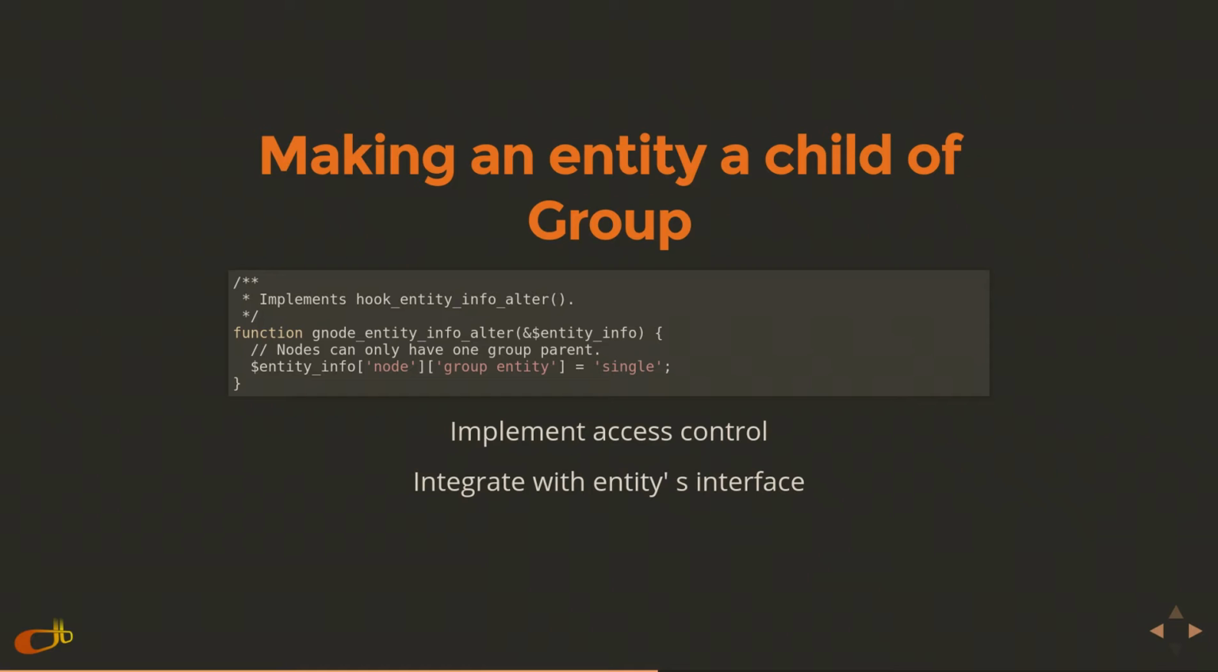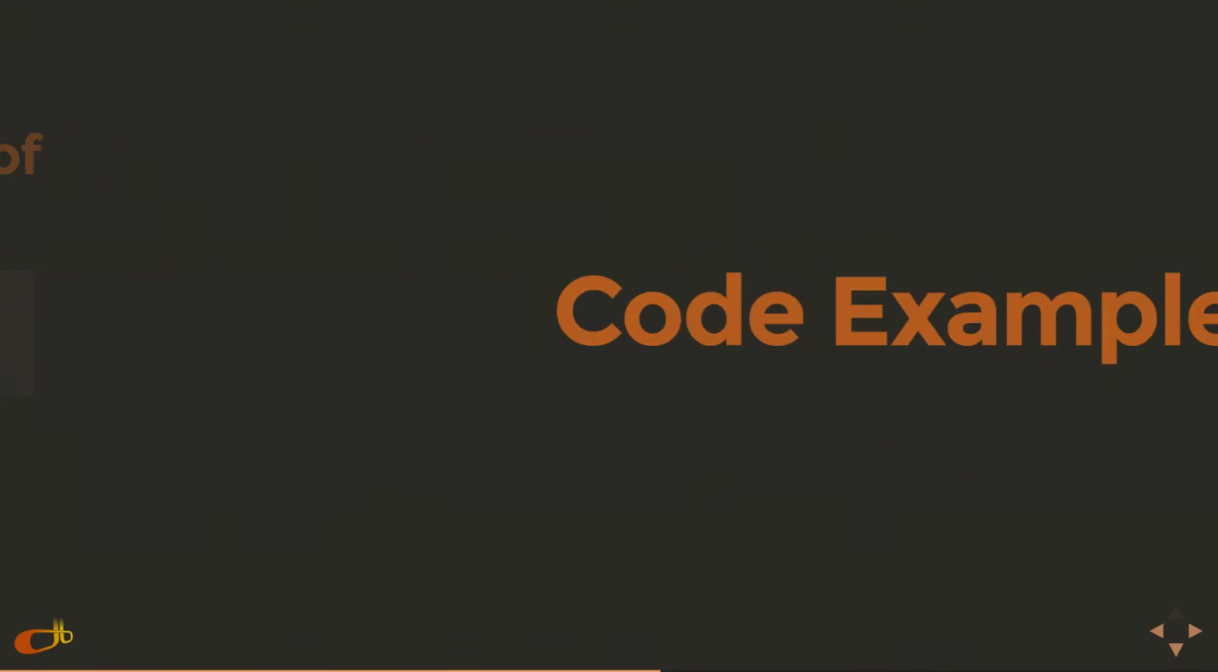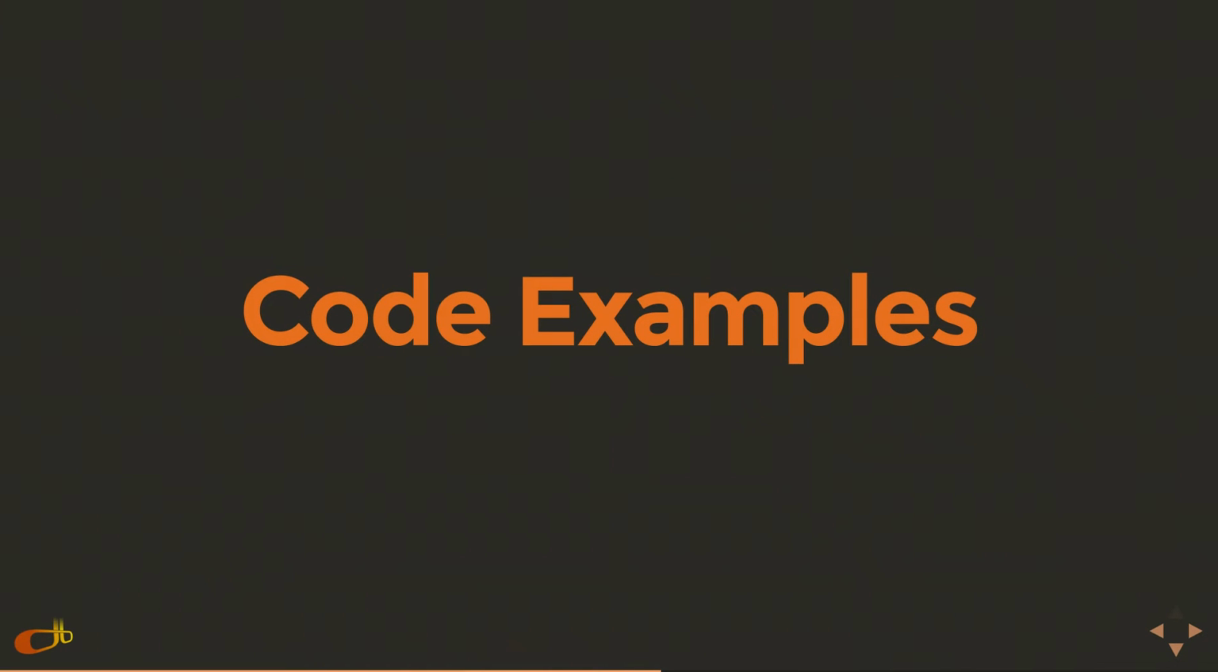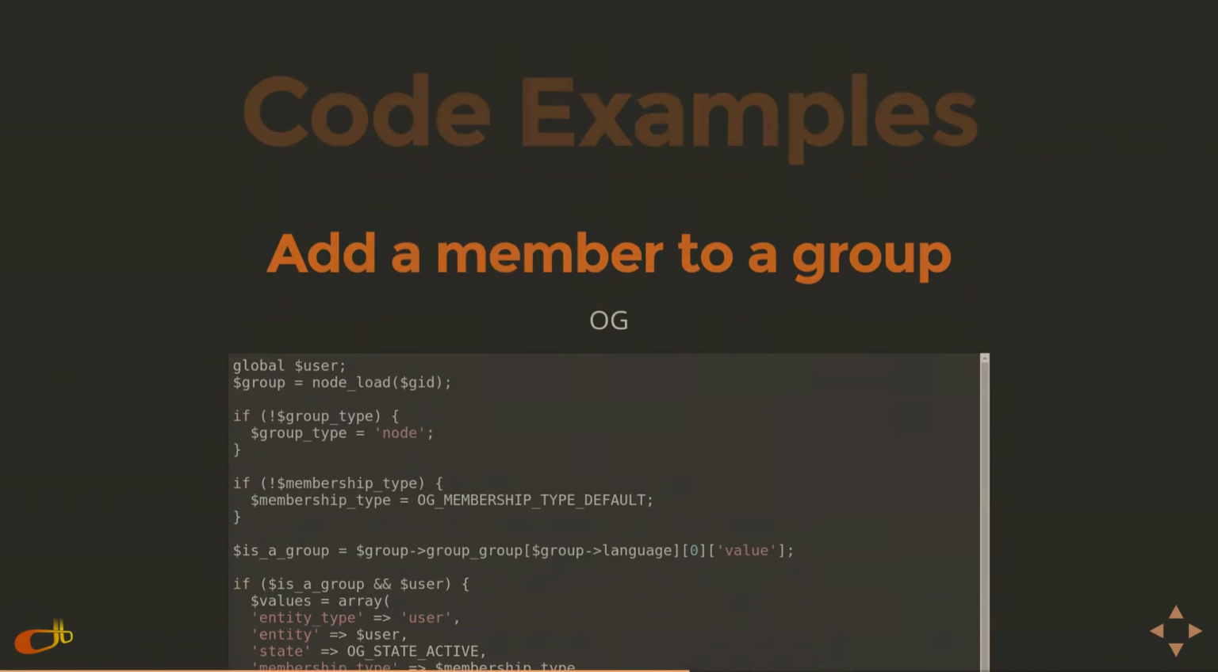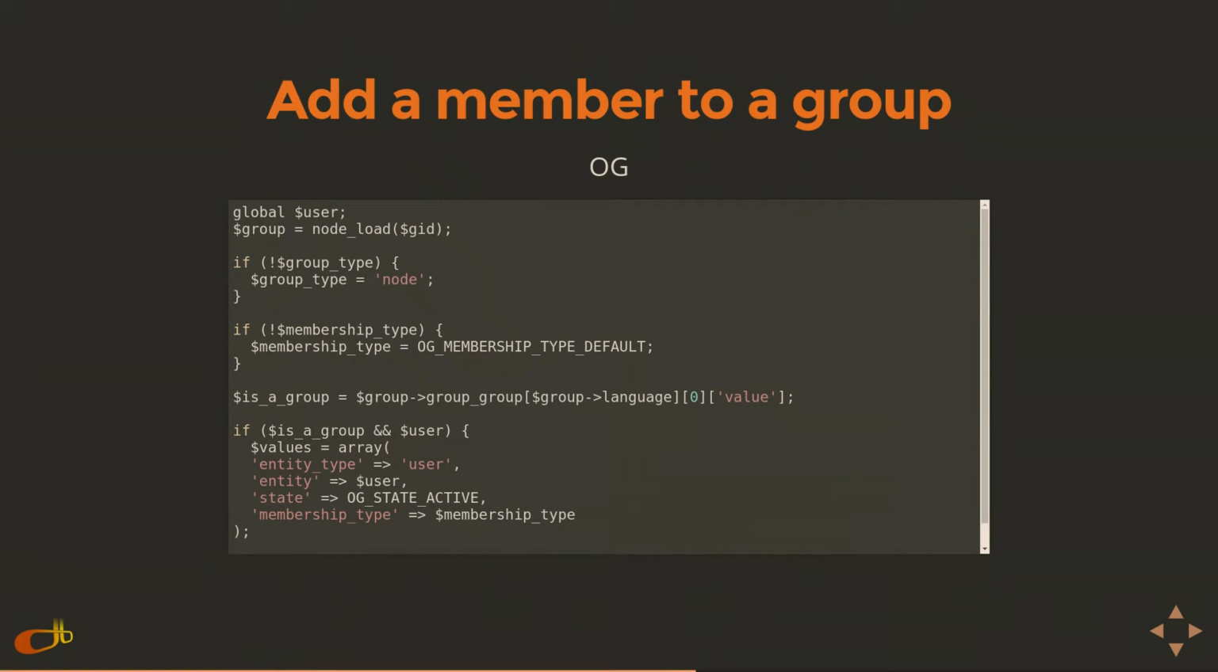But if you want to actually have the interface and be able to manage this at all, you have to implement the access control and integrate with the entity's interface. So you have to call a form alter on the edit hook. You have to call the hook access control for the entity type. You have to do those kinds of things. And we have some code examples here.